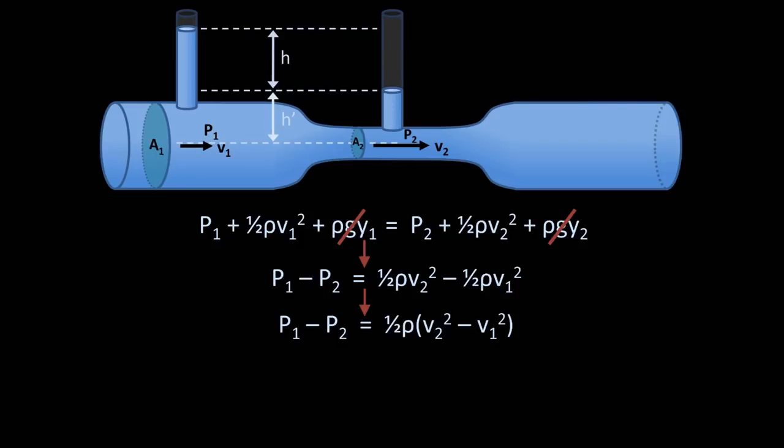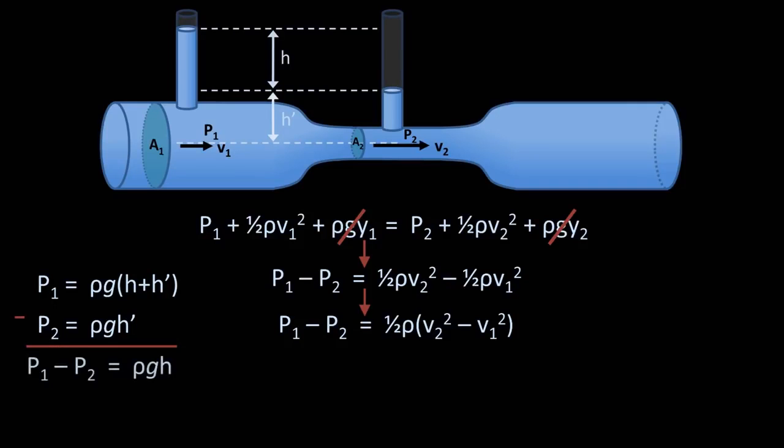We know from hydrostatics that the hydrostatic pressure is density times little g times the height of the overlying fluid. So P1 is equal to density times little g times the sum of h and h prime. The same rationale allows us to state that P2 is equal to density times little g times h prime. And a simple but nevertheless cool algebraic trick allows us to simply subtract one equation from the other, giving us this: P1 minus P2 equals density times g times h. And we can substitute that right in here.